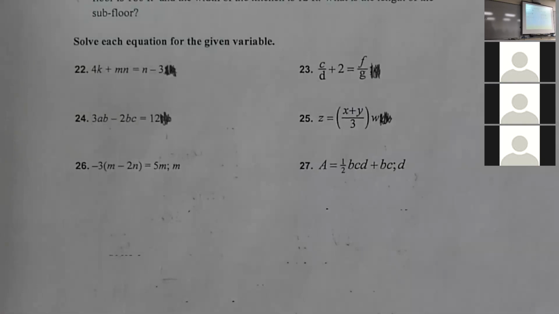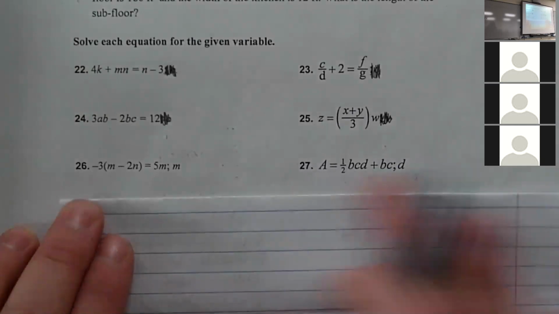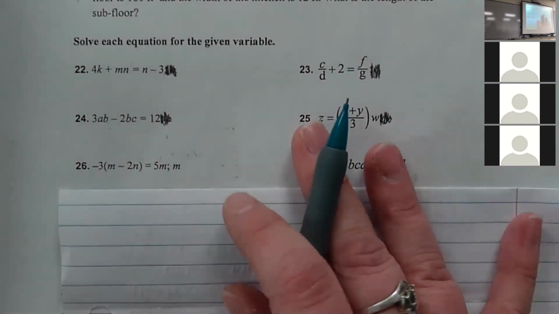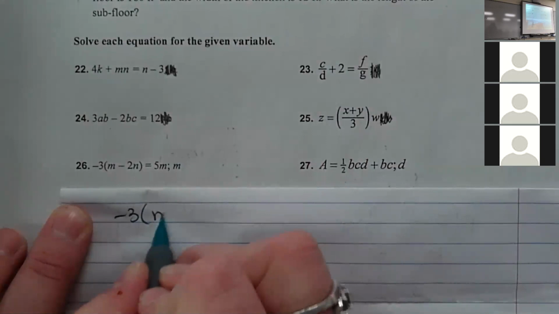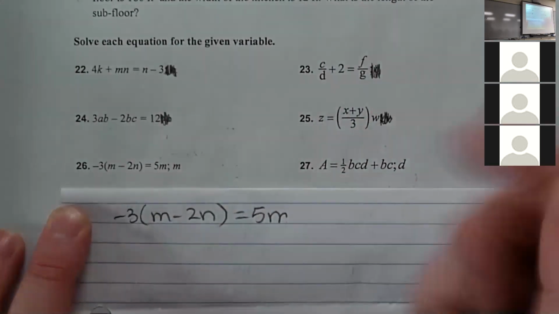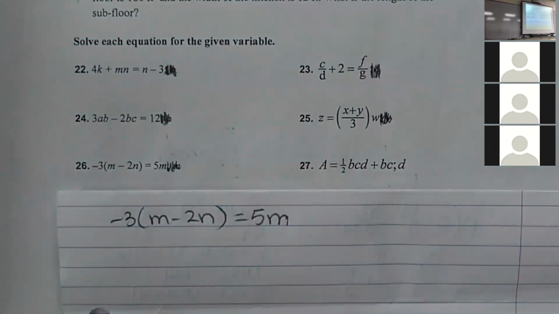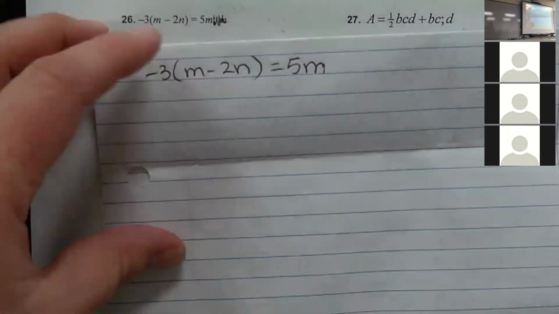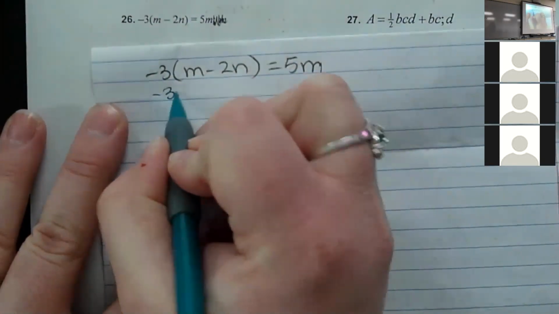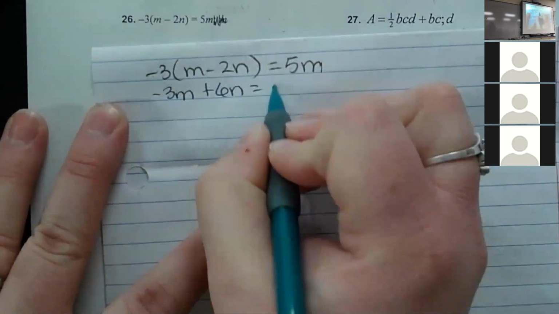Okay, 26. Wait, can we just do 26? No, that was 25. 26. Negative 3 (m minus 2n) equals 5m. And we're solving for m. What do you think the first thing we're going to do is, though? Distribute. Let's do that. I want to be able to get to my m's. So I have negative 3m plus, because a negative times a negative is a positive, 6n equals 5m.